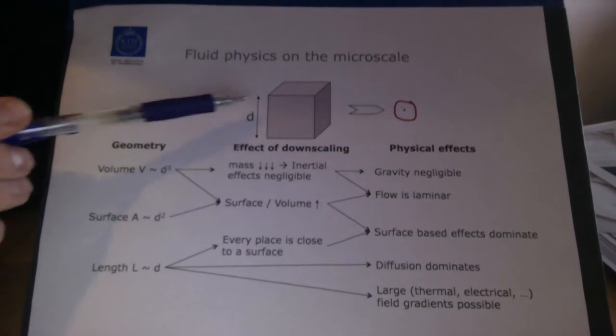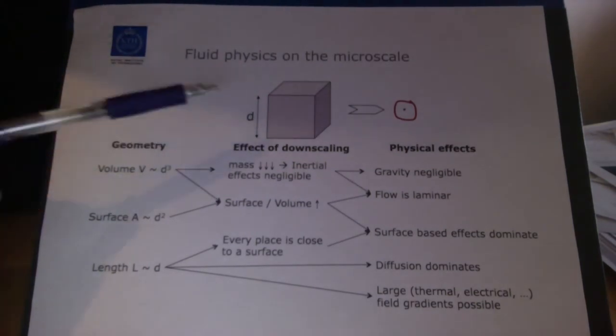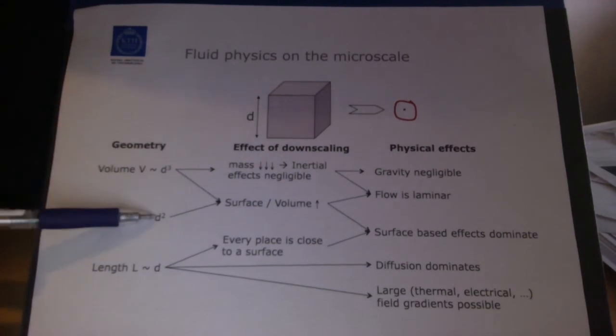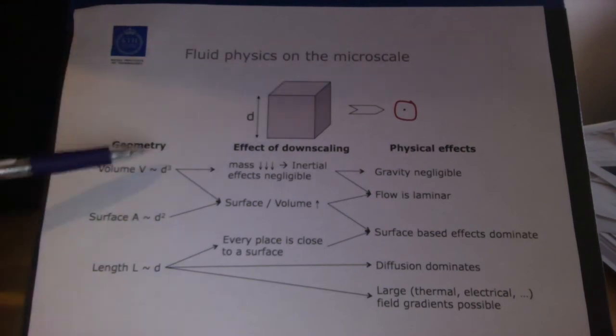You scale, of course, the length, d. You also scale down the area. The area scales with d square. So the length scales with d, the area scales with d square, and the volume of the cube will scale with d to the power 3. What are some of these immediate effects of that?